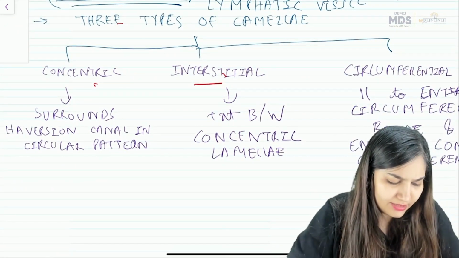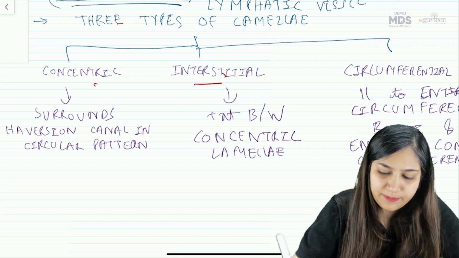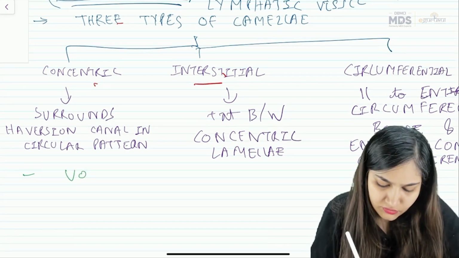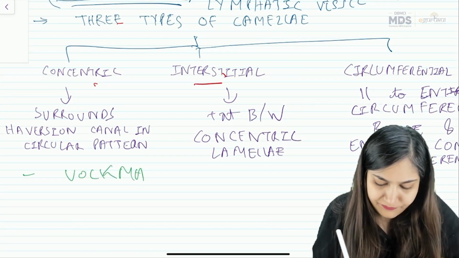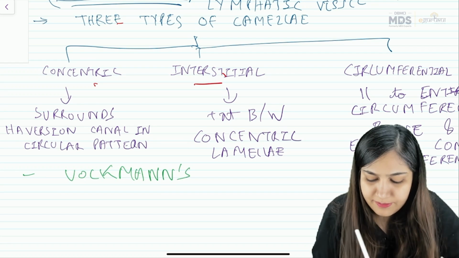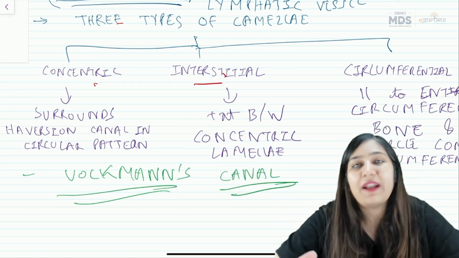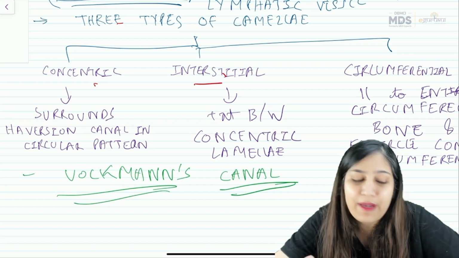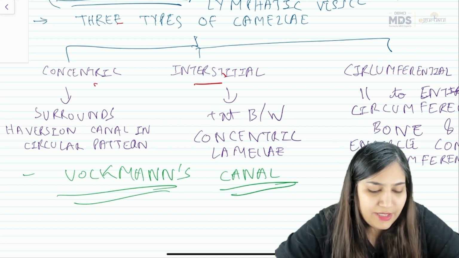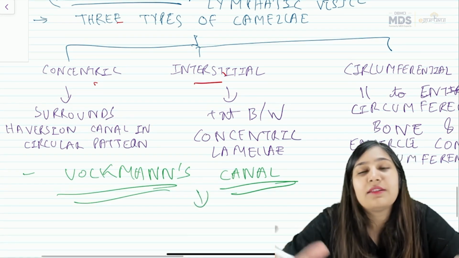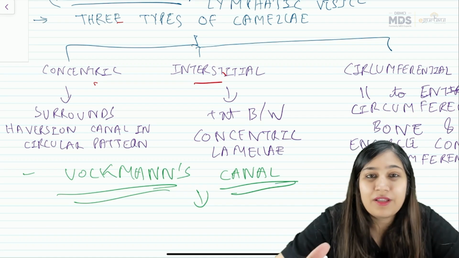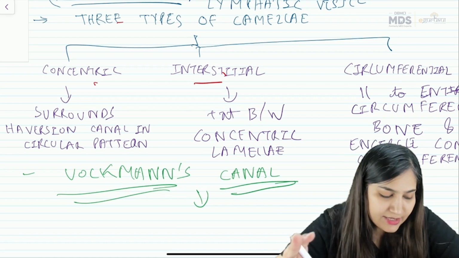One thing remaining that we have not discussed is Volkmann's canal. It is mainly a perforating canal through which blood vessels and nerves branch off perpendicular, right? And this canal connects two Haversian canals.